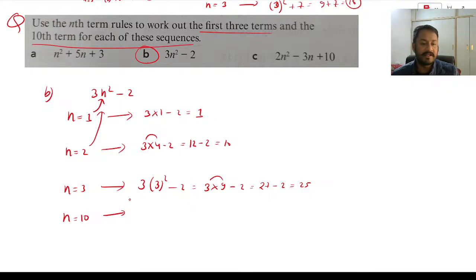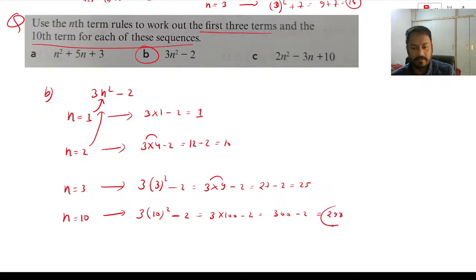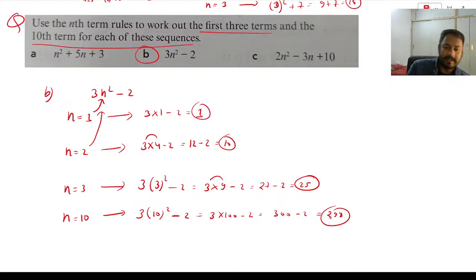Part A. Okay, Lekhansh is saying the answer for part A. We are doing the part B only. Part A and C you can try later and you can write your answers in the comment section. But we are doing part B right now. Now if I put 3 and then 10 square minus 2. So 10 square is 100. Now 3 into 100 minus 2 is 300 minus 2. That is 298. So this is the answer for the B part. 1, 10 and 25 are the first 3 terms and the 10th term is 298. Right? So this is easy.